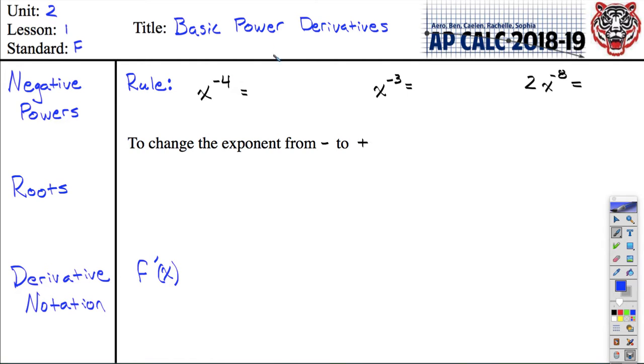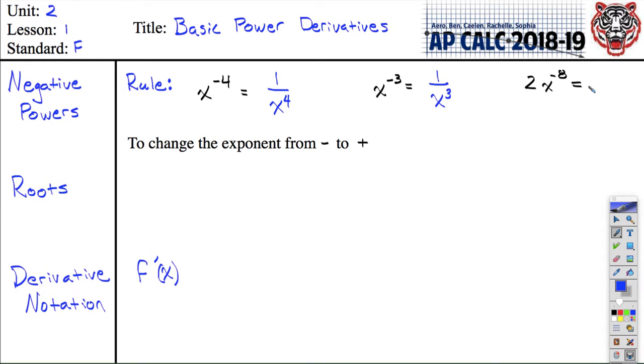So if I have x to the power of -4, I can rewrite this with a positive exponent by writing this as what? 1 over x to the 4. You nailed it, Ben. Arrow, you do this one. 1 over x to the third.